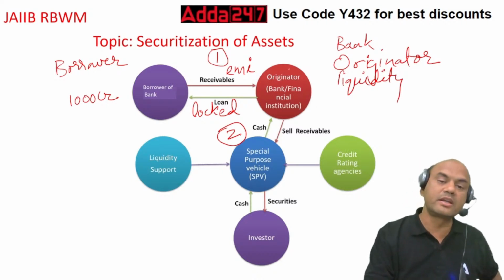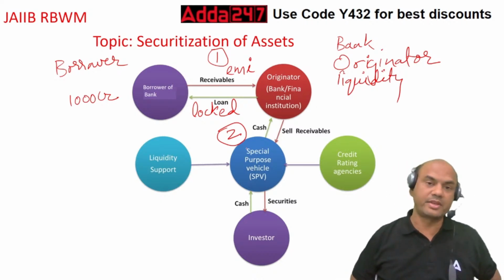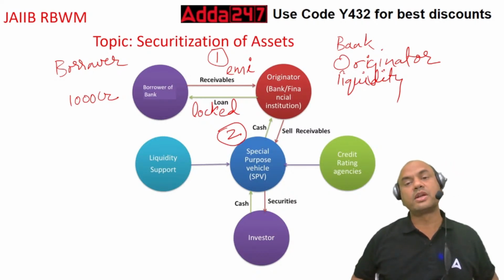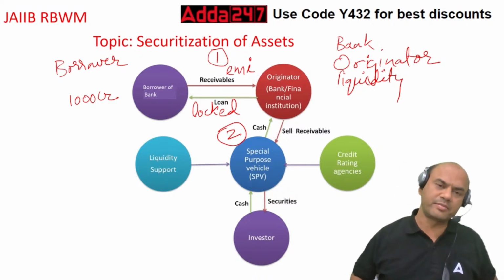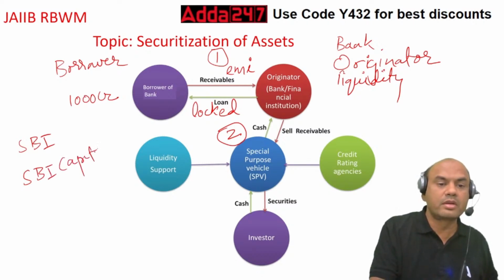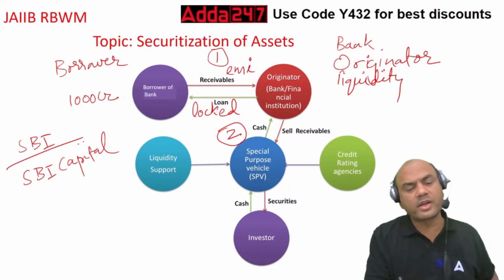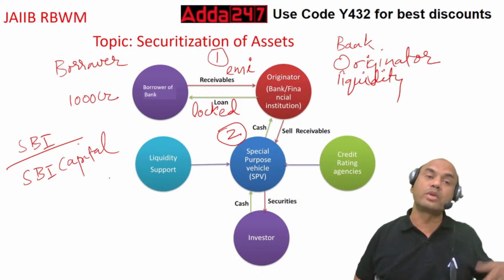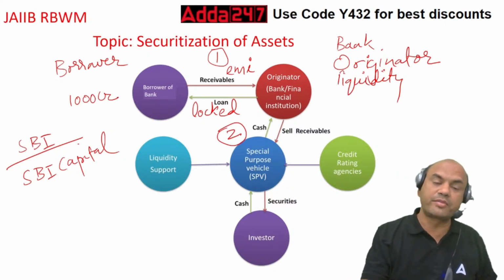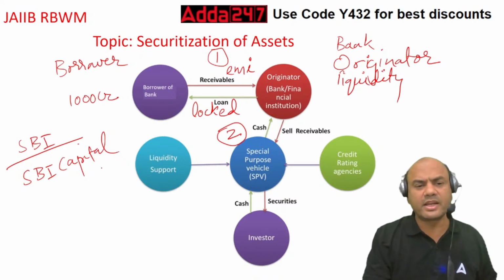This bank or originator will contact an SPV. Now what is an SPV? An SPV is basically a special purpose vehicle, a separate entity floated generally by the banks only. So SPVs are floated by the banks or their group companies. For example, SBI is a bank and they have their own SPV, that's called SBI Capital. So this is their own SPV. Now it can be separate also. For example, there is Kotak AMC. So that SPV is also there. An SPV can be of the bank, or it can be of a separate entity also. It's basically a separate company.